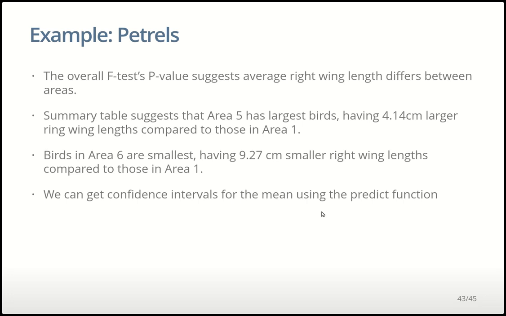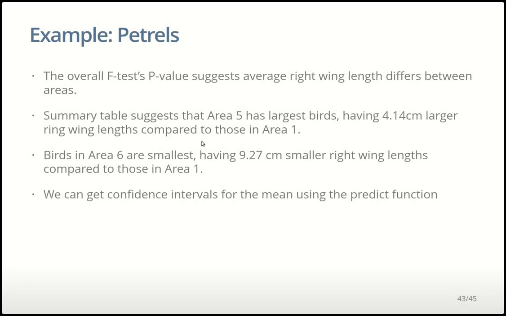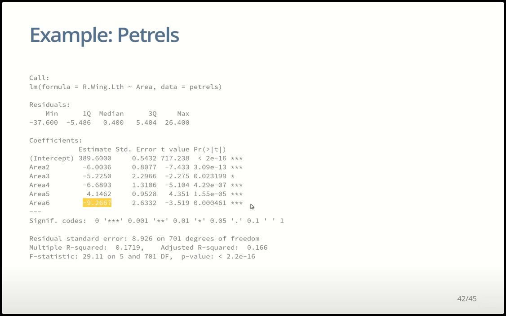Overall F-test is what we look at first. That's saying, is anything important? Then the summary table tells us how they're important. So what are the specific differences between the baseline group and the others? If we want to know what the mean is in area 6, we could compute things by hand, right? In area 6 they're 9.27 millimeters smaller than in area 1, and we know that in area 1 they're 389.6, so you can go 389.6 minus 9.3, do the maths, 380.3, and work out what the average is.